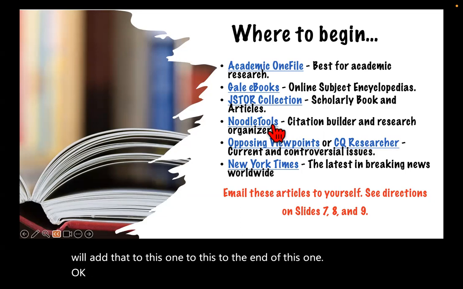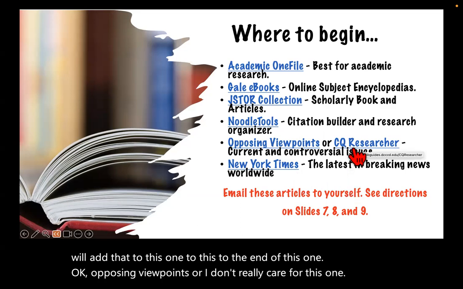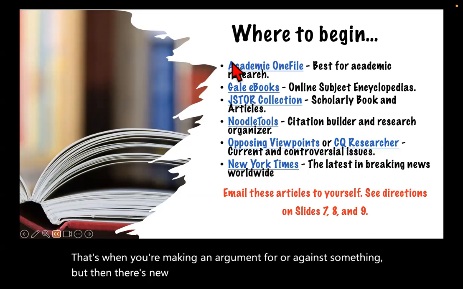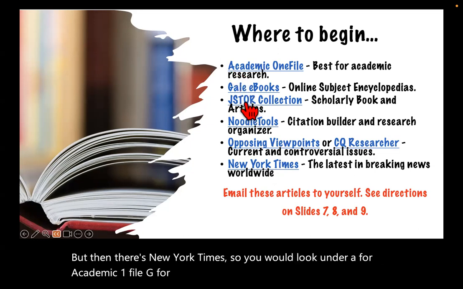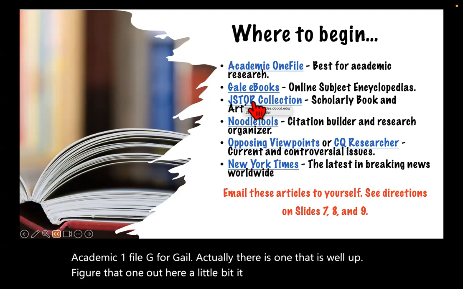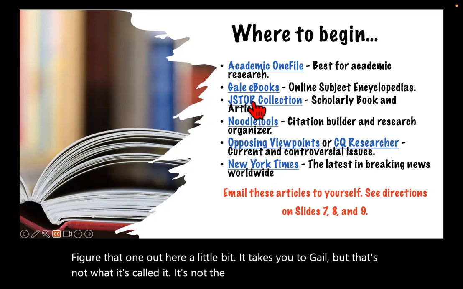Okay, opposing viewpoints, I don't really care for this one. That's when you're making an argument for or against something, but then there's the New York Times. So you would look under A for academic, one file, G for Gale. Actually, there is one that takes you to Gale, but that's not what it's called, and it's not the ebooks.